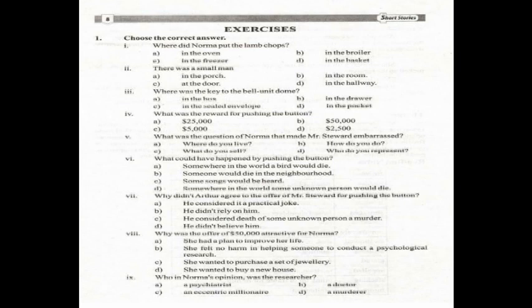Number 7. Why did not Arthur agree to the offer of Mr. Stewart for pushing the button? A. He considered it a practical joke. B. He did not rely on him. C. He considered the death of some unknown person a murder. D. He did not believe him. Option C is absolutely correct, because he considered the death of some unknown person a murder.